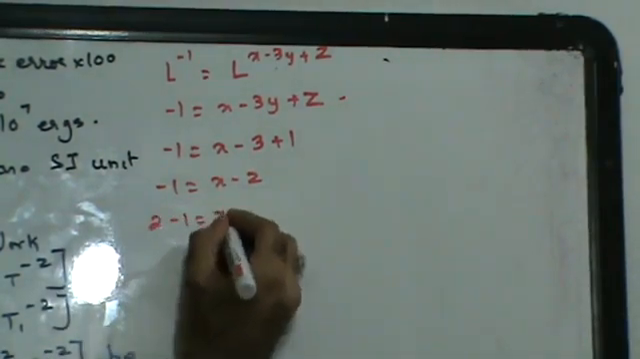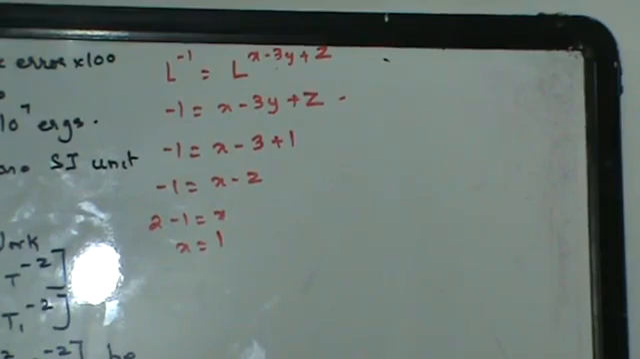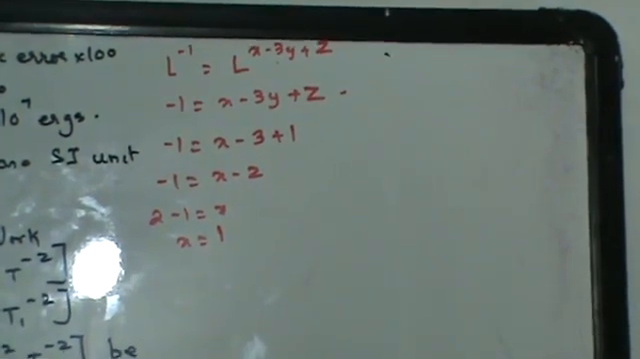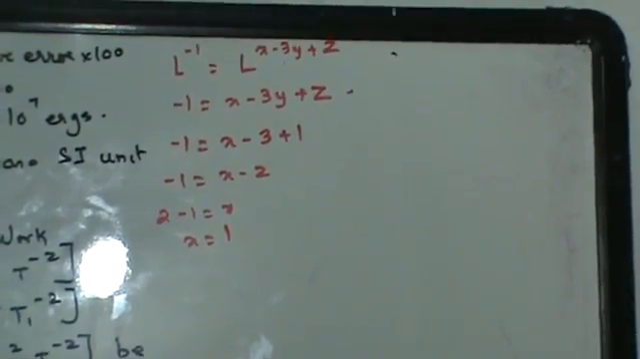2 minus 1 is X. X is equal to 1. Thus, you found out all three values, X, Y and Z. Right? Take our next sum, please.